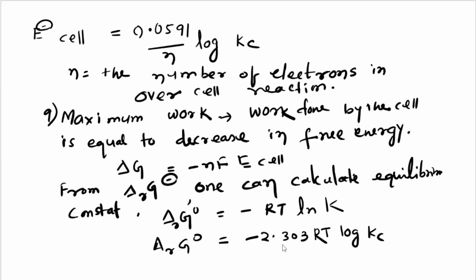Maximum work. What is maximum work? Work done by the cell is equal to the decrease in free energy. It is coming to thermodynamics. Work done by the cell is equal to the decrease in free energy. So delta G equals minus nFE. So here there is no standard value.